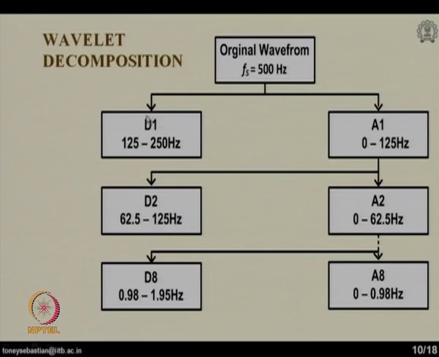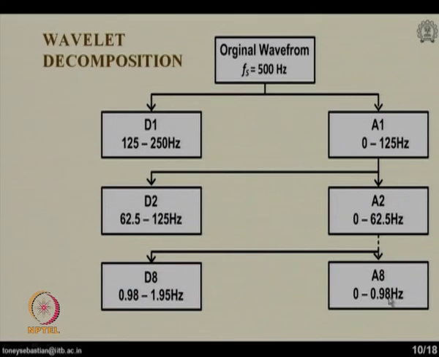So, the first detail will have components from 125 hertz to 250 hertz, and the approximation will have signals from 0 hertz to 125 hertz. The second detail will have components from 62.5 hertz to 125 hertz, and the second approximation will have components up to 62.5 hertz. Similarly, the 8th level detail will have components from 0.98 hertz to 1.95 hertz, and the approximation will have components from 0 to 0.98 hertz.